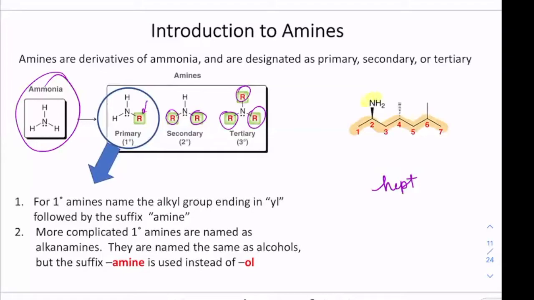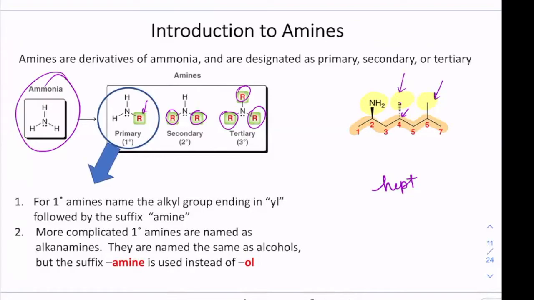We identify all of our substituents. We have an amine there, we have a methyl group there, and we have a methyl group there. For the record, this dashed species right here indicates stereochemistry, which we have not learned yet. For now, we will skip that piece. Our longest parent chain is 7, so that's hept. We have a methyl group at carbon 6, and we have a methyl group at carbon 4.